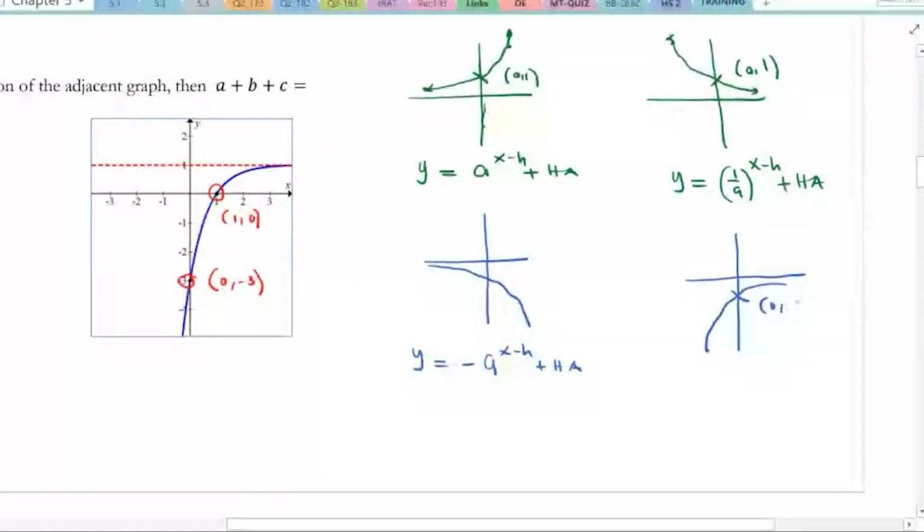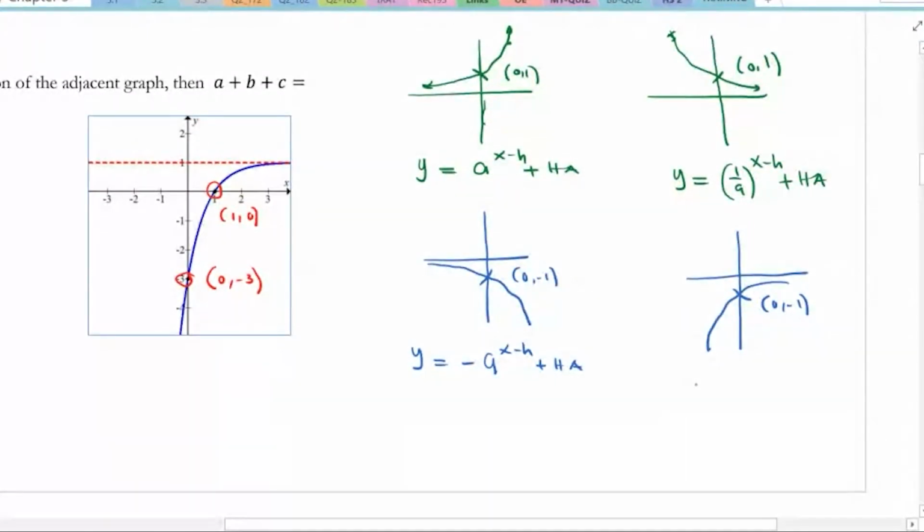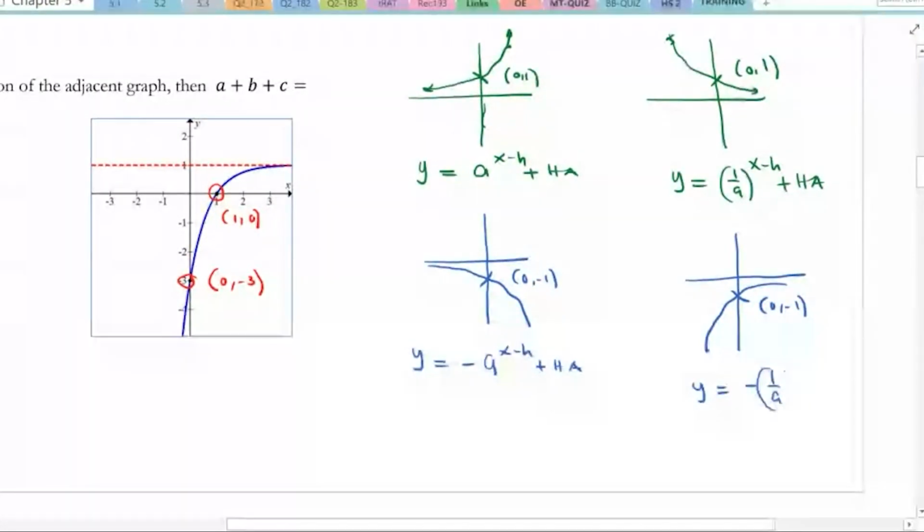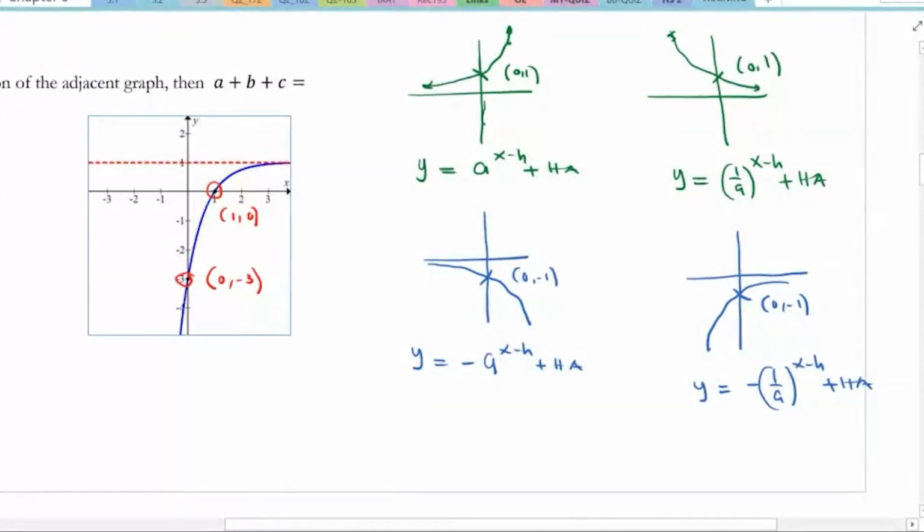Now, when you have the reflection of the above one, it will be like this one. So this point is (0, h minus 1). Also here, it is (0, minus 1). This is y equal to minus (1 over a) to the power of x minus h plus the horizontal asymptote.